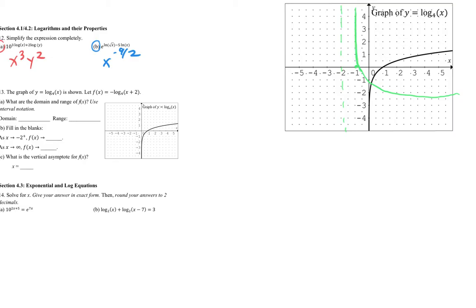Pretend that goes through that point there. And so it's asking us for the domain and range. Our domain, remember, is our x values. Our furthest left value is going to be -2, but we cannot include -2 because that's our asymptote, so we're going to put a parenthesis. In this graph, we can see it's going all the way to infinity to the right. So that's our domain.